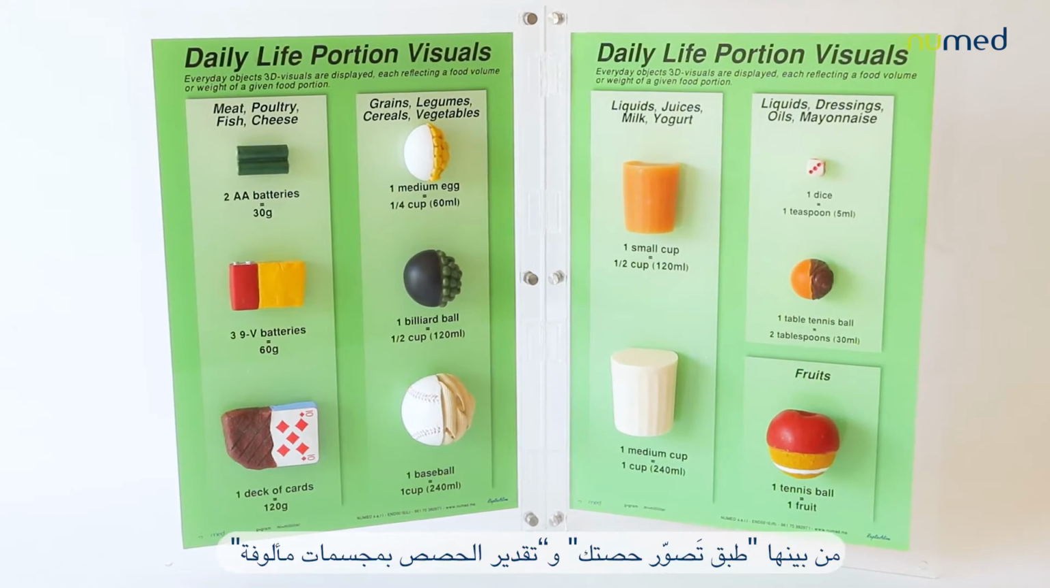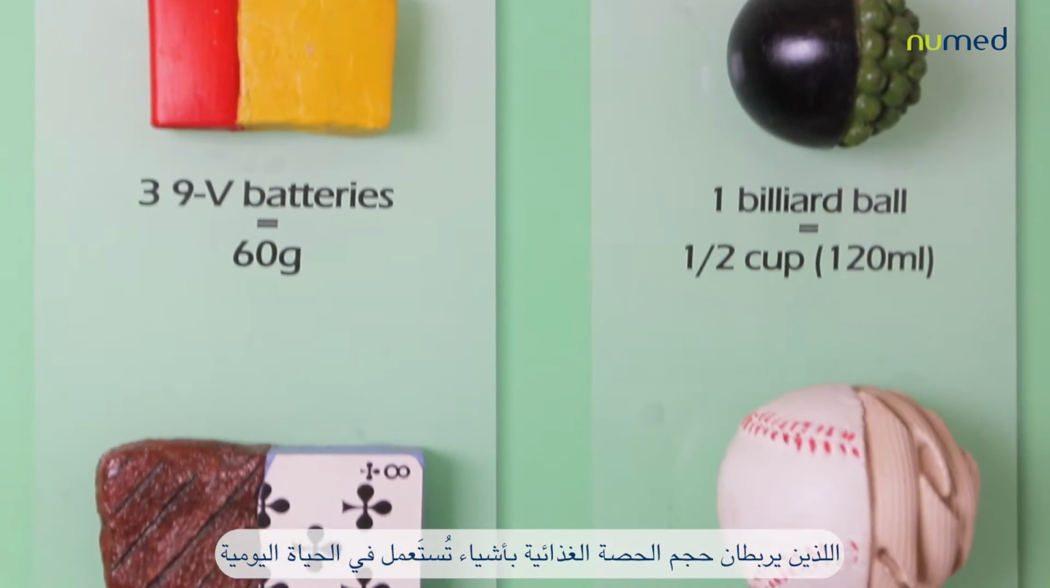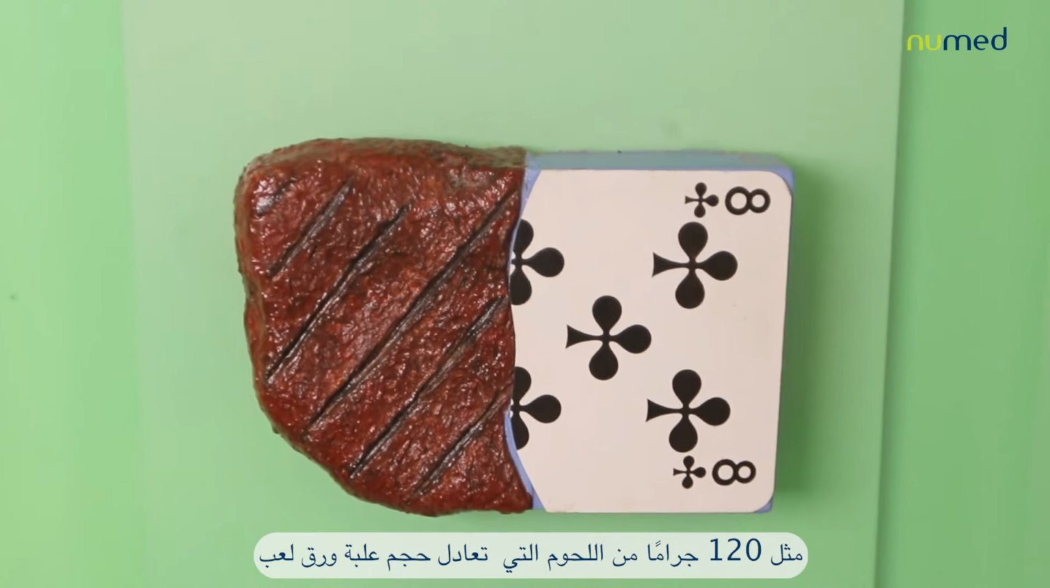Moving on to portion size education, you can find many displays, among which there is the Visualize Your Portion Plate and the Daily Life Portion Visuals that relates common portion sizes to daily life objects, such as 120 grams of meat is the equivalent of a deck of cards.